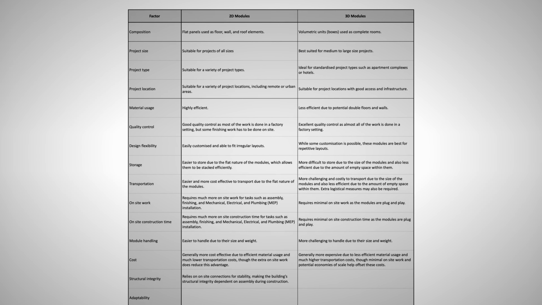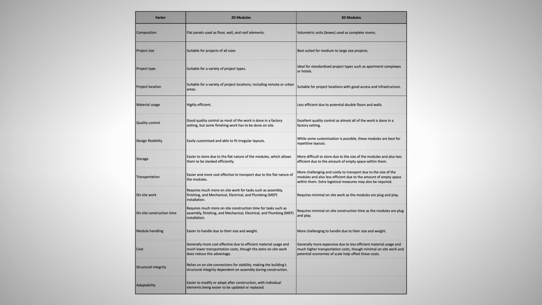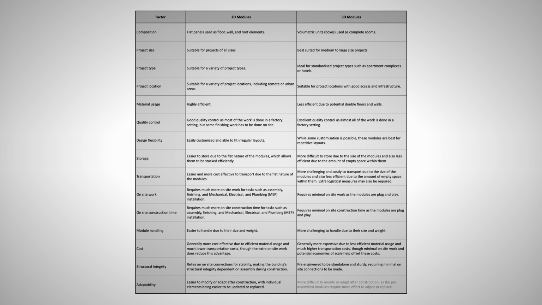2D modules rely on on-site connections for structural stability, making the quality of assembly crucial. They are also easier to modify or adapt after construction, as individual components can be updated or replaced. In contrast, 3D modules are pre-engineered to be standalone and robust, but their integrated design makes post-construction modifications more challenging.